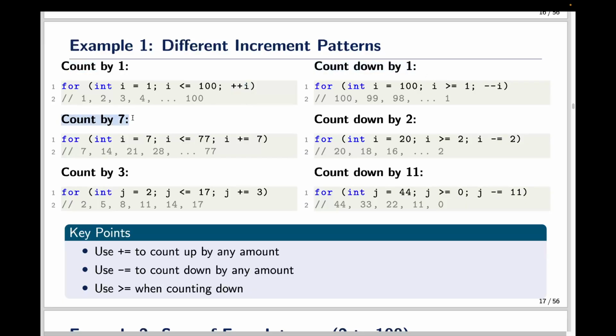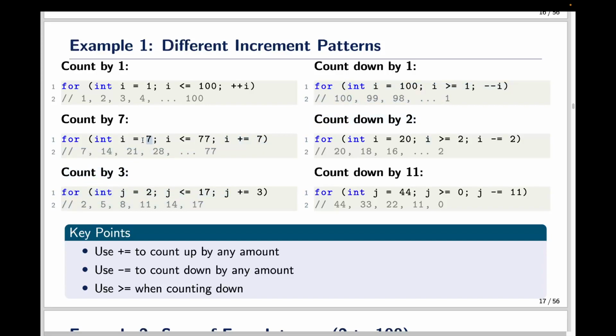But if you want to do it by seven, supposing you don't want the number to be incremented by one, you want to increment it by seven, then you can use this expression. So you are not bound to always use plus plus i. You can use an expression something like this. Now this expression becomes very important, which is i plus equal to 7. So this is something very important. Every time, 7 is going to be added.